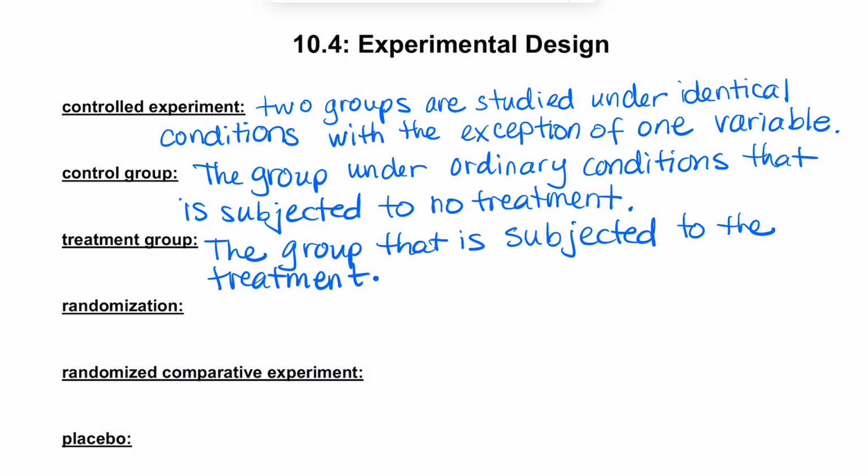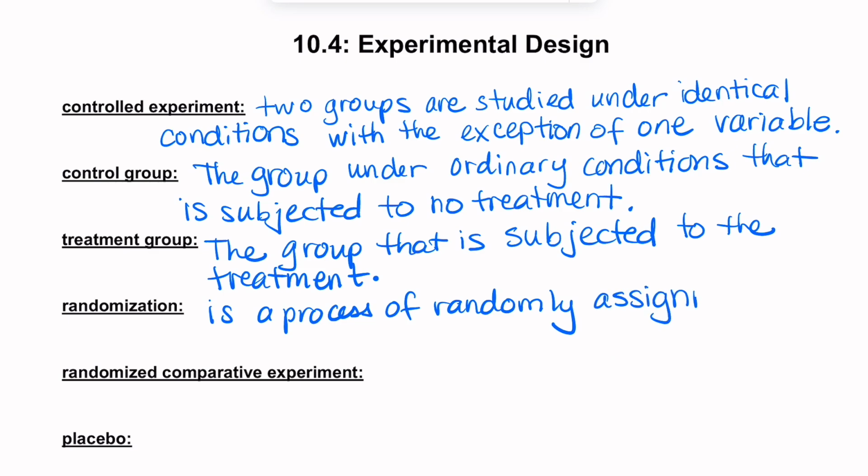Randomization is a process of randomly assigning subjects to the groups. So basically, who's being picked to be in the experiment, and then also into which group.